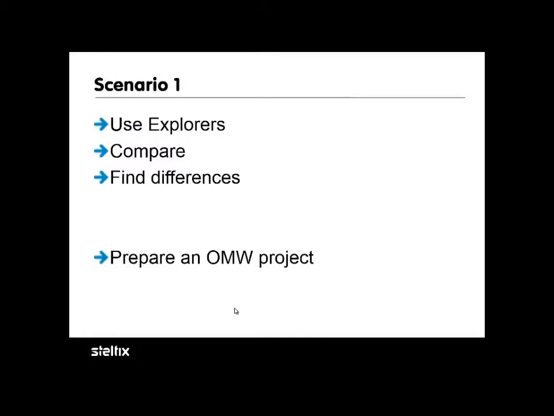In this session we'll examine the use of the Explorer tools, which allow us to compare versions, data selections, processing options and so on, across environments and back in time to previous changes, highlighting any differences. Finally, we'll show you how to prepare an OMW project that will allow you to review the versions and the differences contained within them.